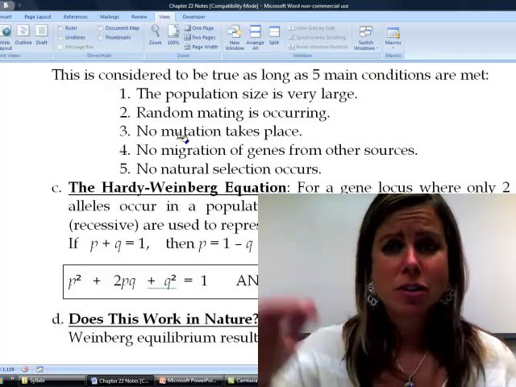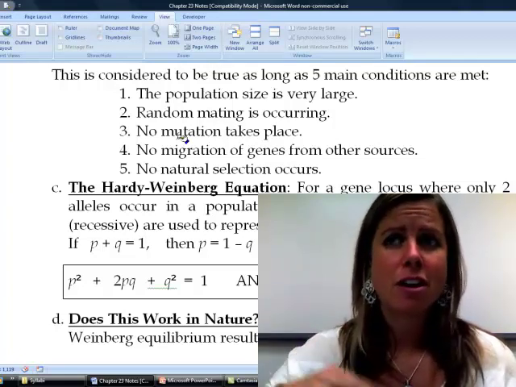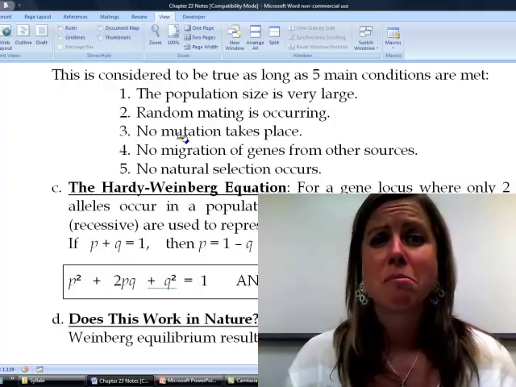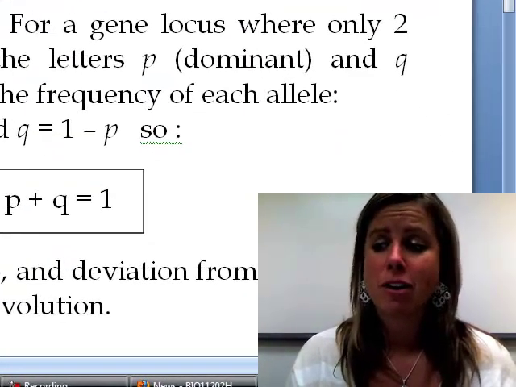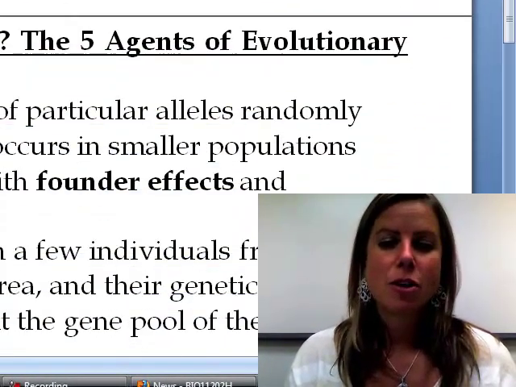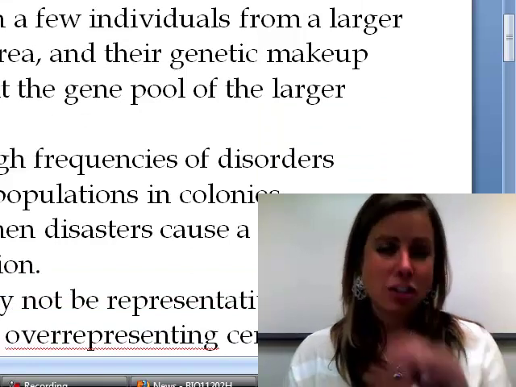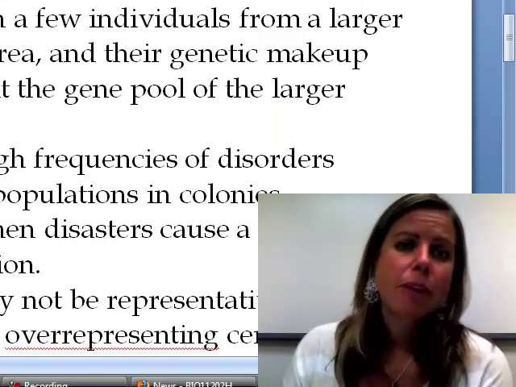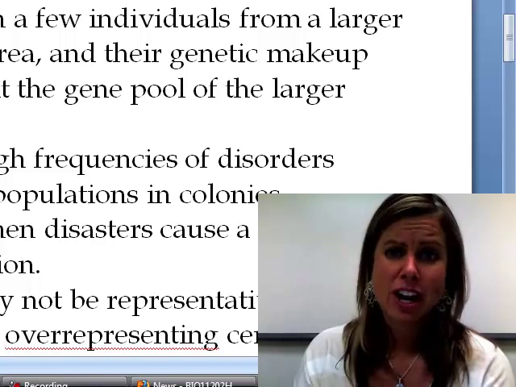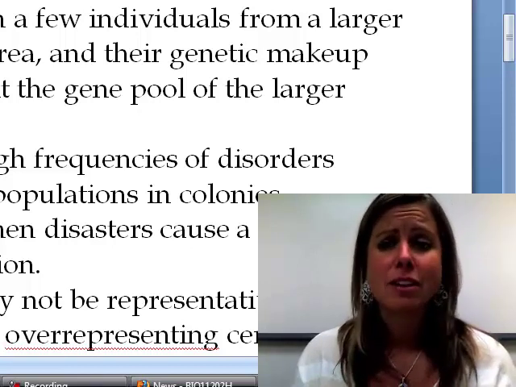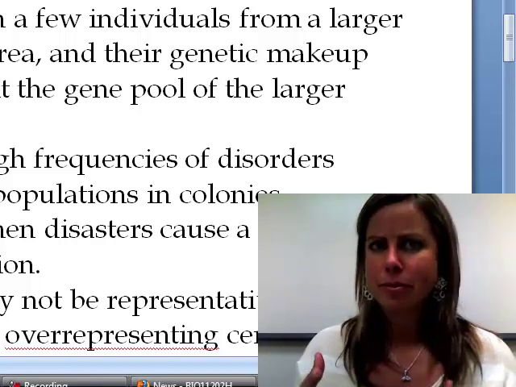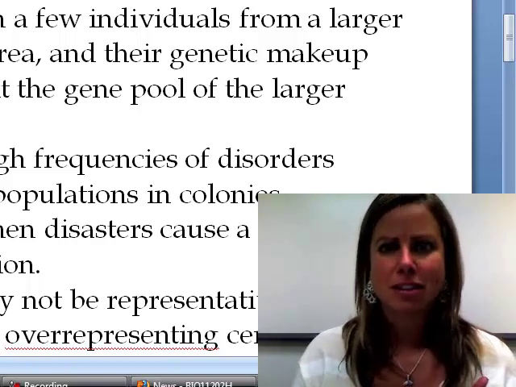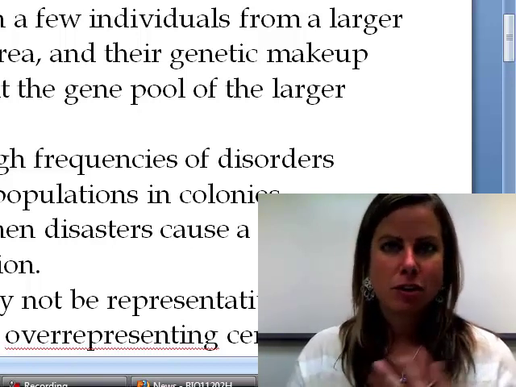So what we're going to do is go through each of those 5 and talk about what can go wrong that would make a population go away from Hardy-Weinberg equilibrium. So the first thing has to do with population size not being large enough. And what can happen is called genetic drift. So allele frequencies are going to jump really, really quickly and drastically. And that can happen in one of 2 ways.